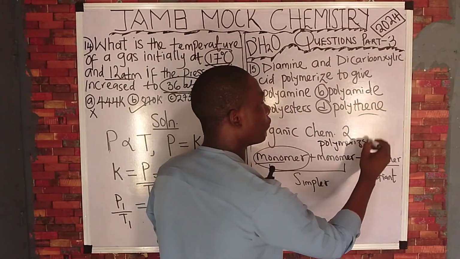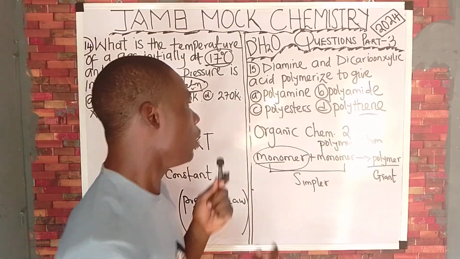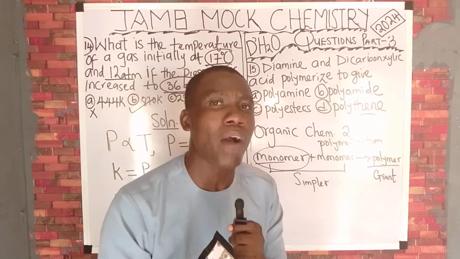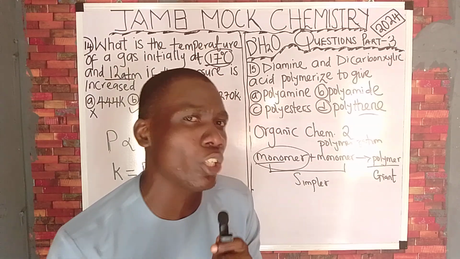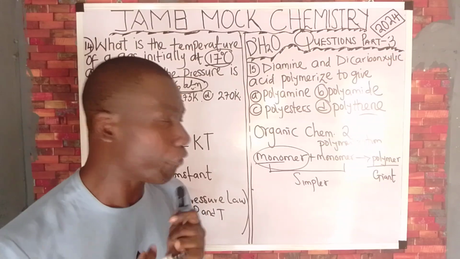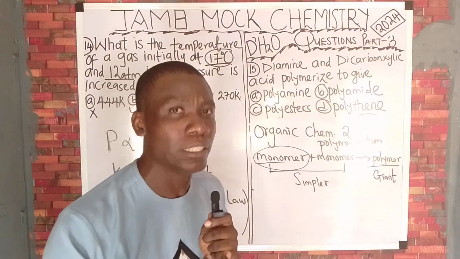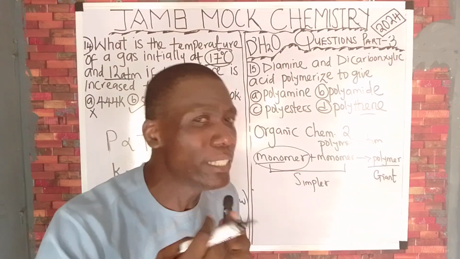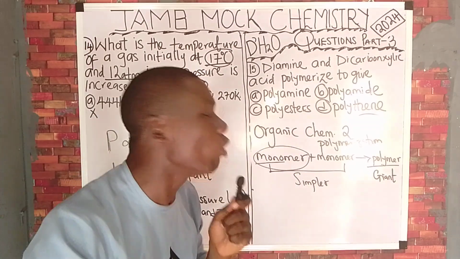That is what we call polymerization. I told you in my previous lesson that polymerization is of two types. We have addition polymerization and condensation polymerization. In addition polymerization, it involves similar monomers. For instance, if I combine ethene plus ethene plus ethene, many monomers of ethene, it is going to give us polythene. Polythene is the polymer of the monomer called ethene.